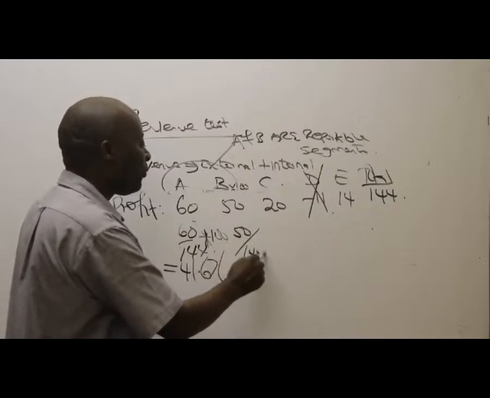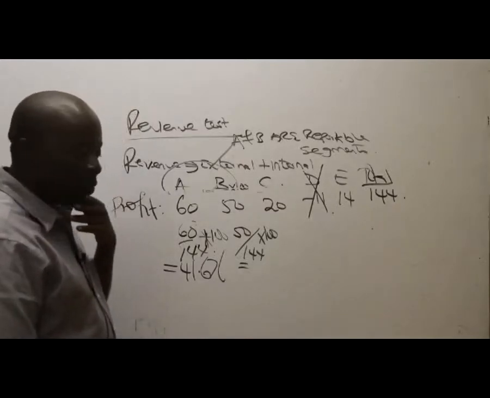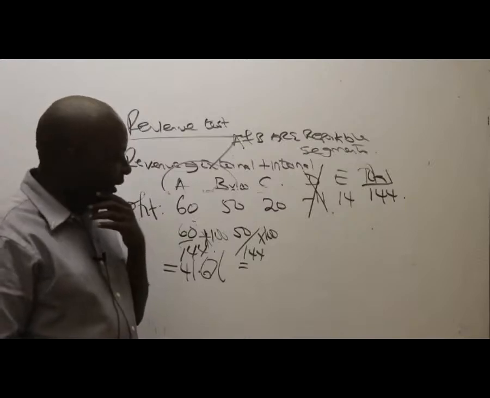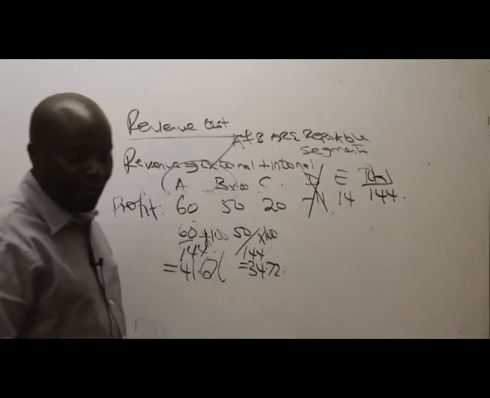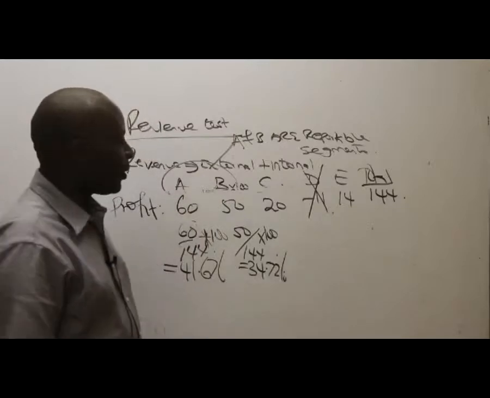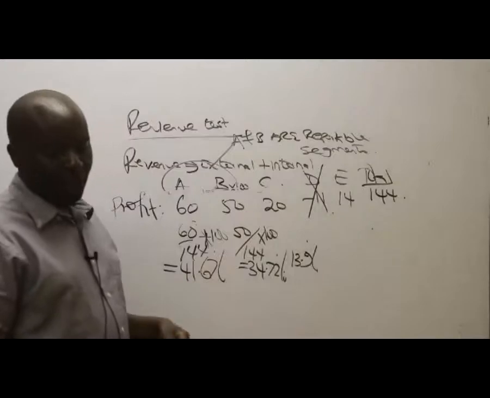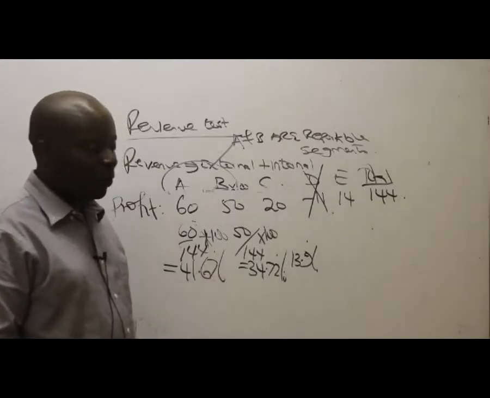So please go to B. B is 50 over 144 times 100. Please give me the one for B. 34.72. How about C? Before I answer, some good student there. C is 13.9%. And then lastly, E. 14 over 144 will be 9 point what here?